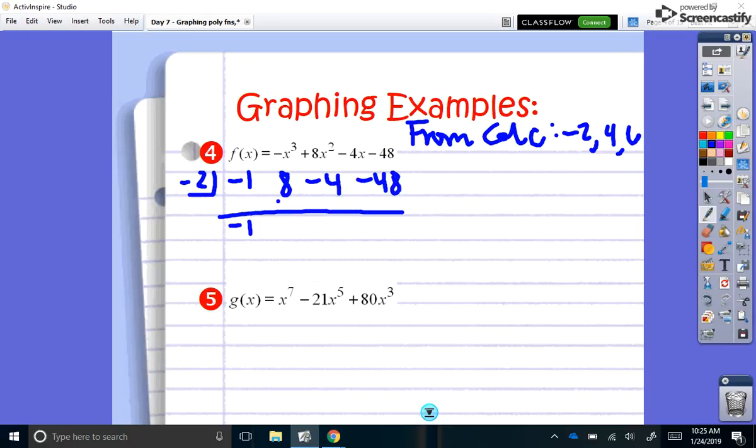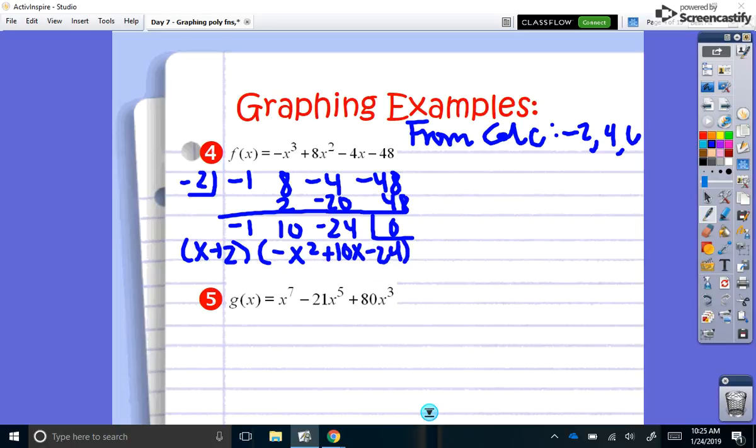So bring down the -1, multiply, you get 2, 10, -20, -24, 48, 0. If you've forgotten how to do synthetic division, pause the video and ask a neighbor, or look back at your notes from last week. So factored form, I have x plus 2. That's going to be -x squared plus 10x minus 24.